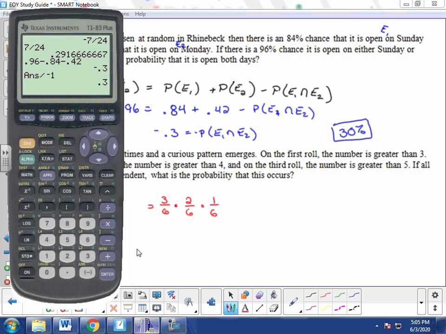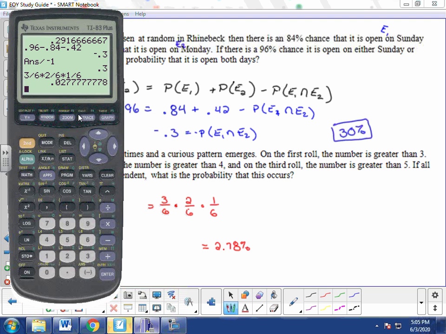And so this would be 3 divided by 6 times 2 divided by 6 times 1 divided by 6. We're going to go ahead and put this again in percentages. So this would be approximately a 2.78% chance that you'd get a number greater than 3, followed by a number greater than 4, followed by a number greater than 5.